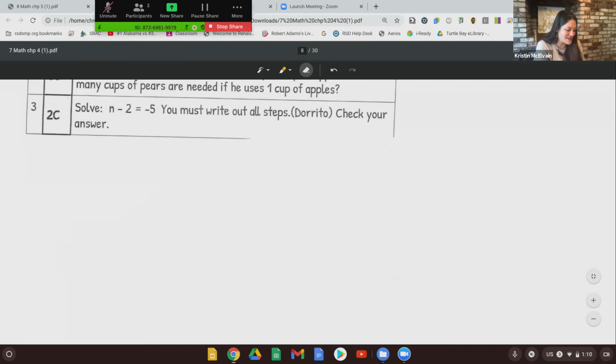All right, number 3. All right, so we are going to solve n minus 2 equals -5. Okay, first thing that we need to do is add the opposite. So we have n minus 2. We're just going to make that n plus -2.